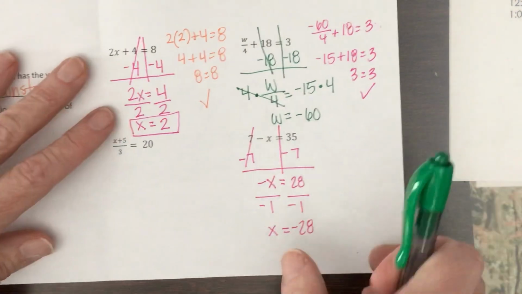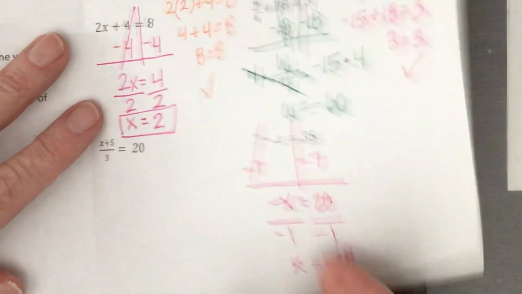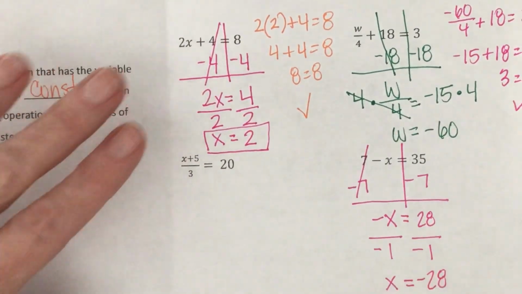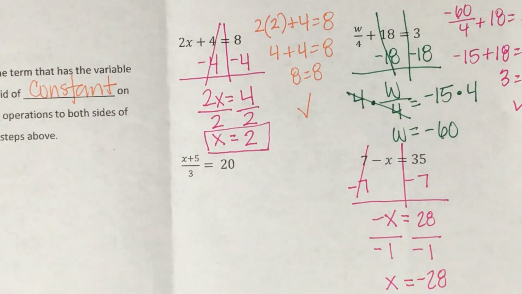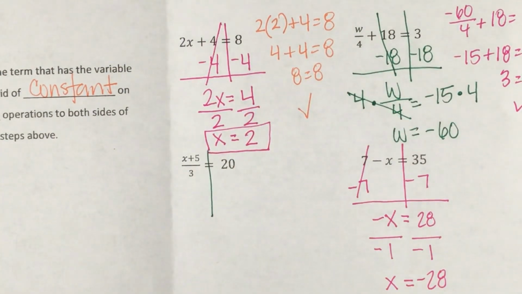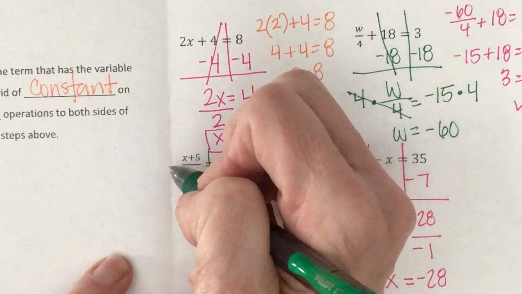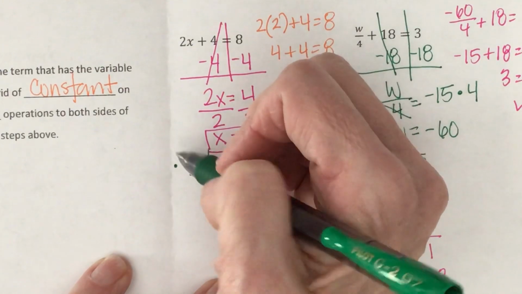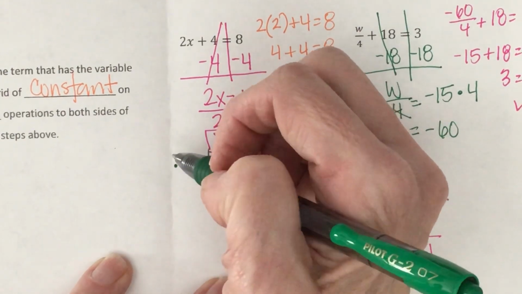All right, let's go back to this one. That looks a little scary, but it's not. All right, so x plus 5 over 3, that really means x plus 5 divided by 3 equals 20, okay? So like we did before, the opposite or the inverse of division is multiplication. So I'm going to multiply each side by 3.